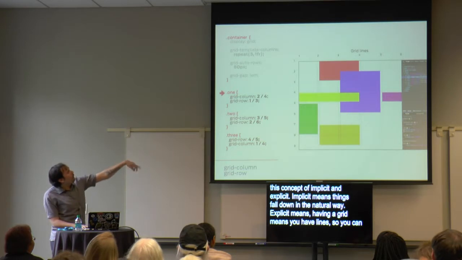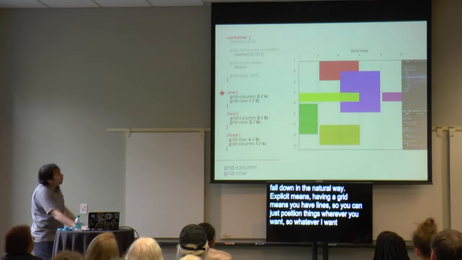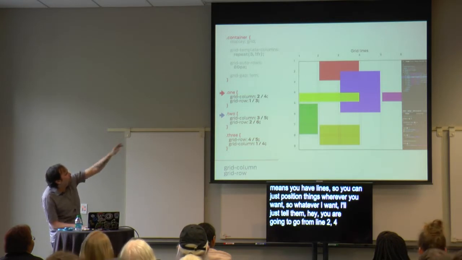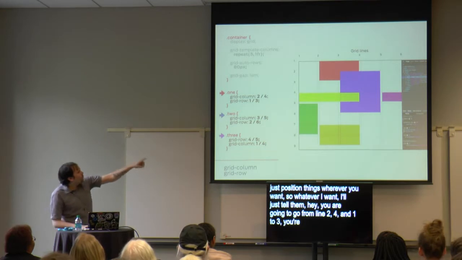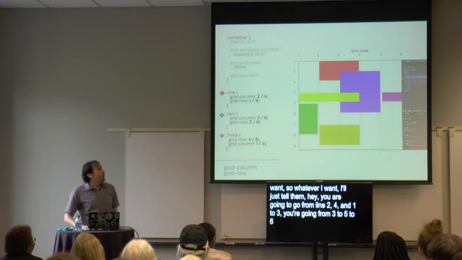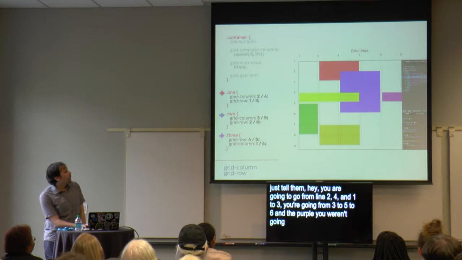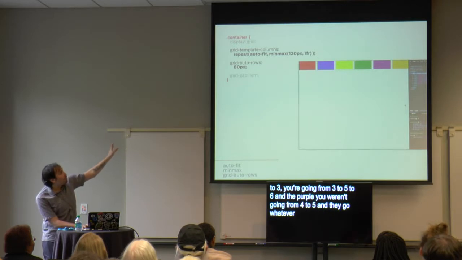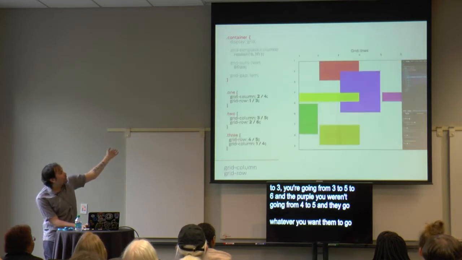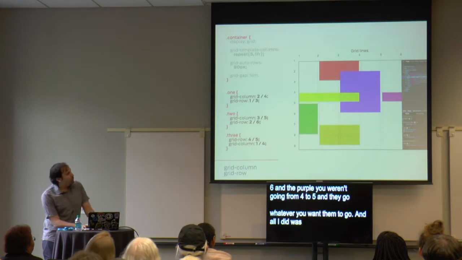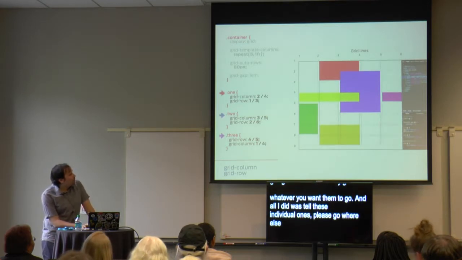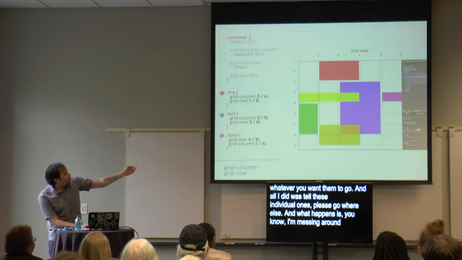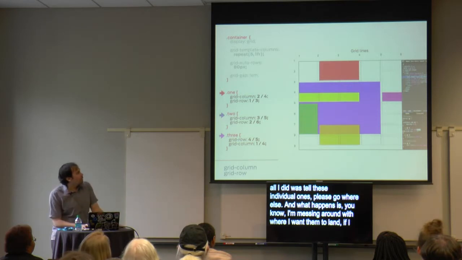So for the red one, I'll just tell it, hey, you are going to go from line 2 to 4 and 1 to 3. You're going to go from 3 to 5 and 2 to 6, and the purple, you're going to go from row 4 to 5 and column 1 to 4. And they go wherever you want them to go. And the code on top is the exact same code as the previous. Nothing changed in my CSS. All I did was tell these individual ones, please go somewhere else on the page. I'm messing around with where I want them to land. If I just move a few of the numbers, the containers just start moving around.